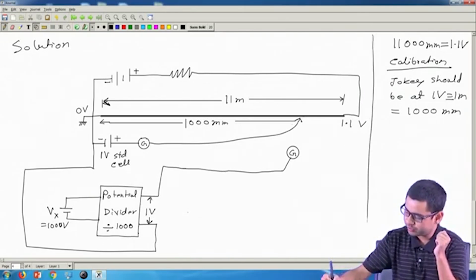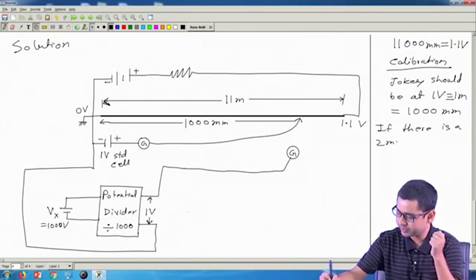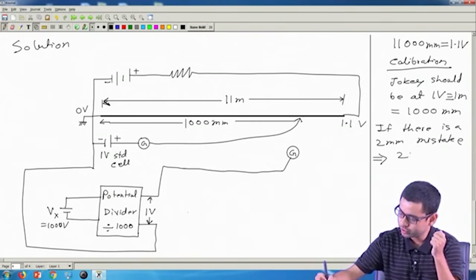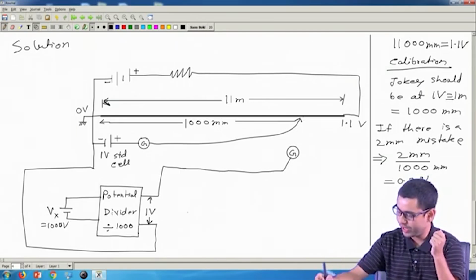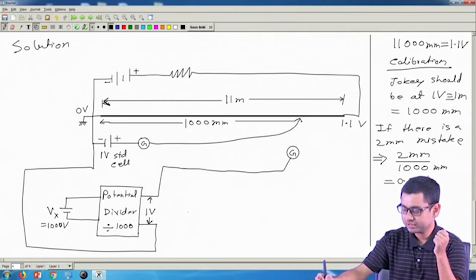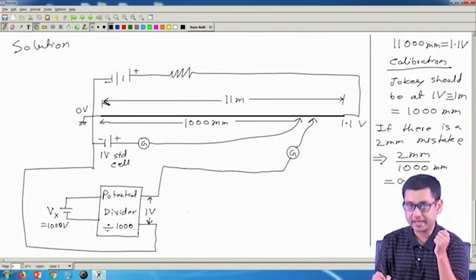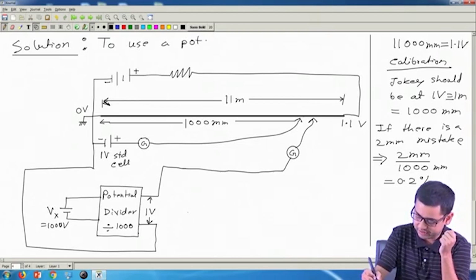Now, once again if we make some small mistake, say a 2 millimeter mistake, how much error will this imply? 2 millimeter over 1000 millimeter. So, this is equivalent to 0.2%, which is much lower than the previous two cases, where we had either 2% error or 20% error. So, we can have a much smaller error if we use a potential divider. So, the solution is to use a potential divider.